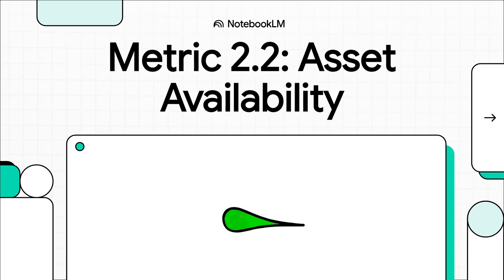All right, today we're going to unpack a metric that is absolutely critical for anyone who manages physical assets. We're talking about availability. This is a number that can tell you a whole lot about the health of your operation, so let's just dive right in.